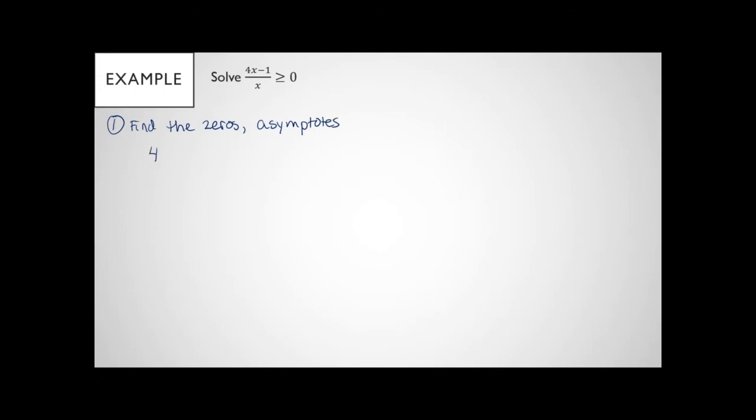And so we do that by setting the top equal to 0 and the denominator, the bottom, equal to 0. And then you solve for x. So one of them is already solved for x. We have x equals 0.